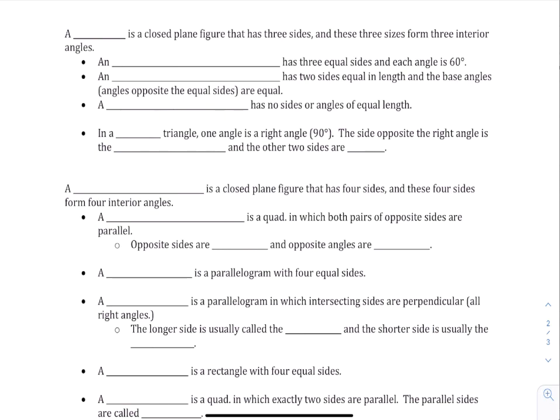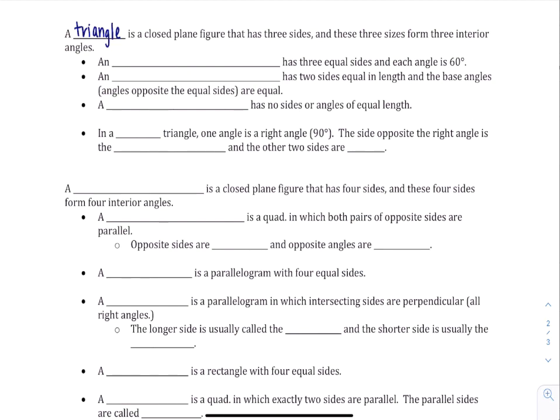Let's now look at a few additional terms that you may be familiar with, but you may have forgotten some of the more specific definitions and vocabulary terms. When we talk about a triangle, we're simply talking about a closed plane figure, so all of the angles come together, that has three sides, and these three sides form three interior angles.